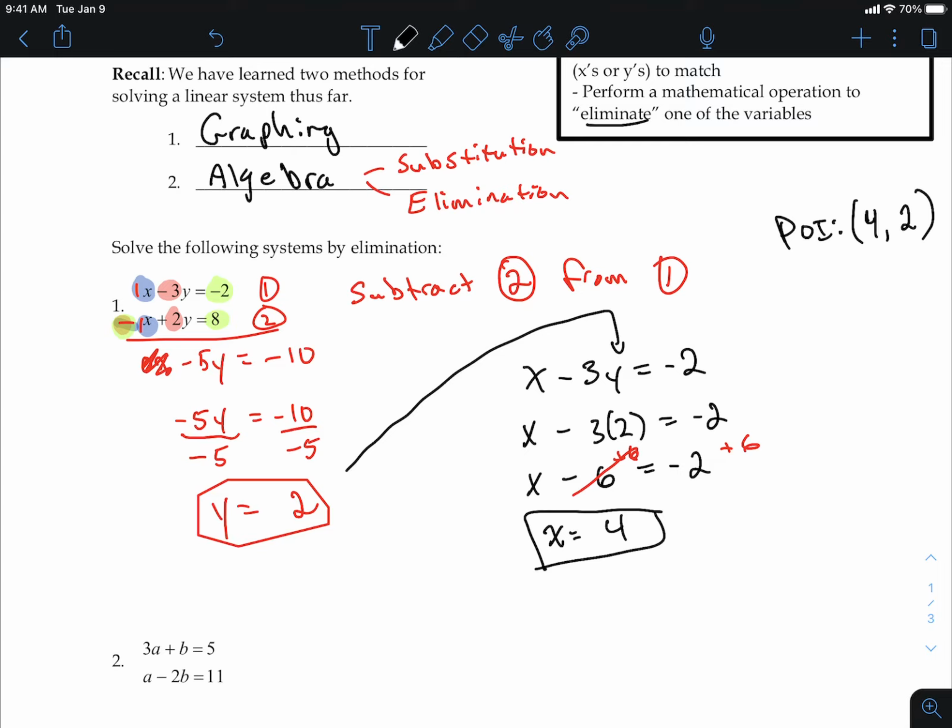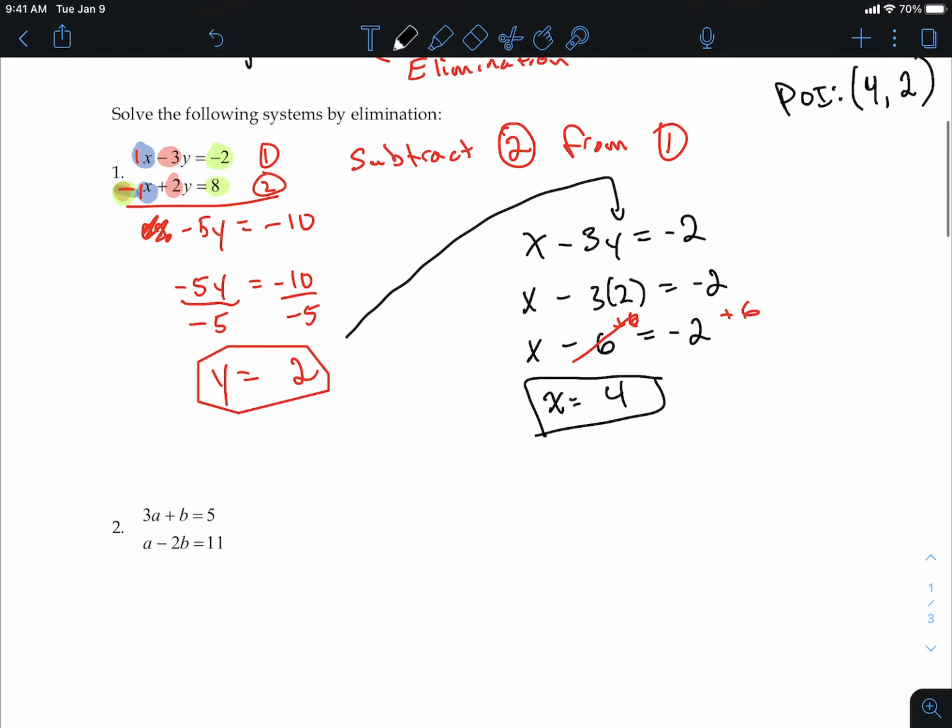So we look at number 2. What's the problem with number 2? We do not have two variables that are already isolated. The word you're looking for is coefficients. You don't have two coefficients that match, so we can't do the subtraction thing. What you can do is multiply the second one by 2, the whole thing.